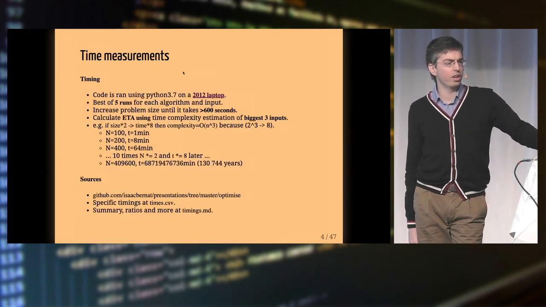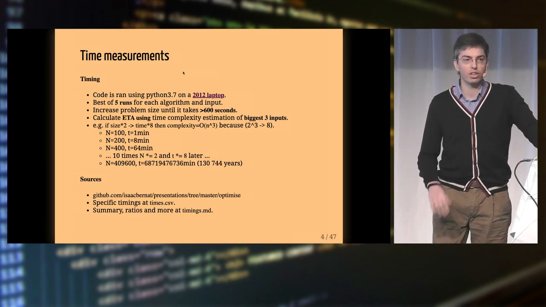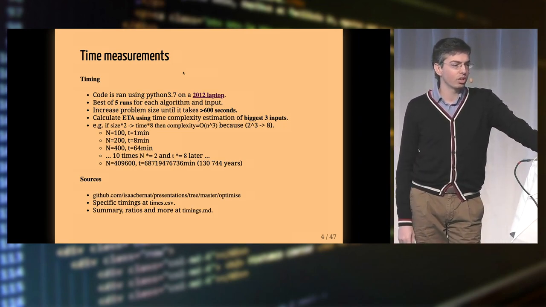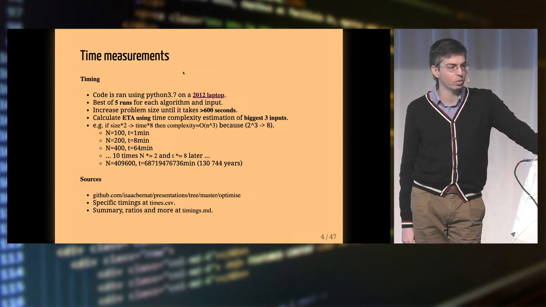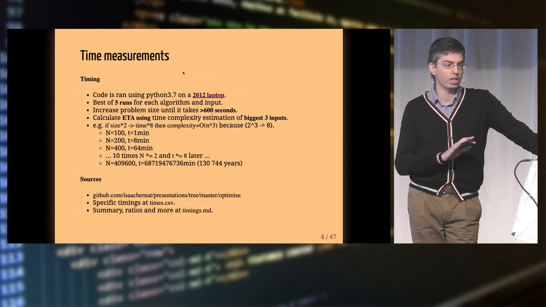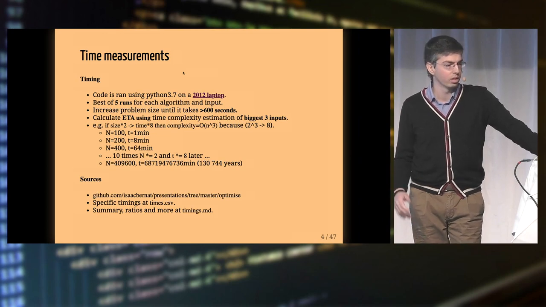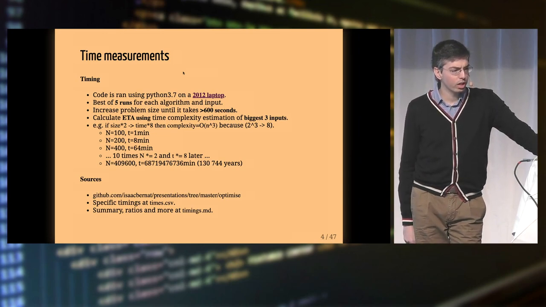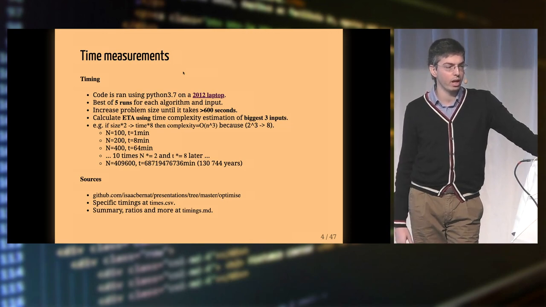To start with, you may wonder, how did I estimate this to be 1 billion years? Because, of course, I didn't run it for 1 billion years and time it. So what I did is I ran all the code on this 2012 laptop. The specs are available on the GitHub repo as well. And I took the best time of 5 runs for each algorithm and input, because all the other times are probably overhead. And to calculate the time, I first calculated the algorithmic complexity of each different combination of input and algorithm.